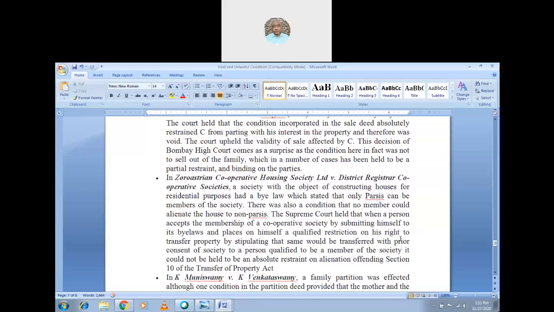The Supreme Court held that when a person accepts the membership of the cooperative society by submitting himself to its bylaws and places on himself a qualified restriction on his right to transfer the property, by stipulating that it would be transferred with the prior consent of the society to a person qualified to be a member of the society, it could not be held to be an absolute restraint on alienation offending section 10 of the Transfer of Property Act.